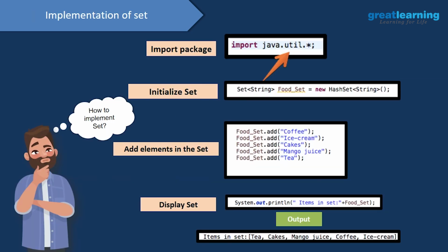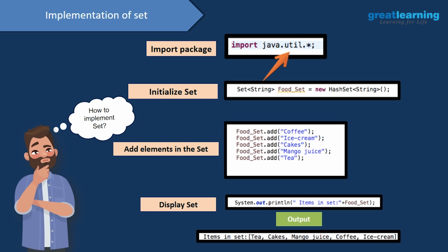Now we will see the implementation of set. First, we need to import the package, the same package we use throughout the collection, that is import java.util.star. Next we need to initialize the set. First, we mention the set interface, then which type of set we want, like String or int. I want String. Then the name of the set, that is food set. Then we use new, call the hash set, put the type, String, and then the brackets. This is how you can initialize set.